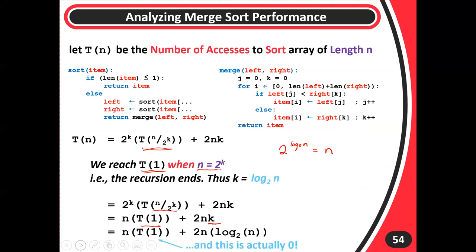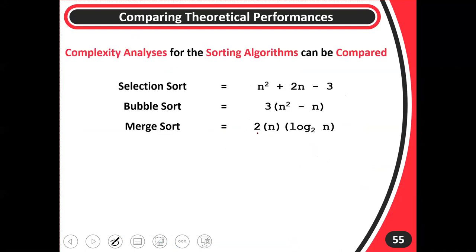But we'll notice that T of one is actually zero, right? So this is T of one here. When we get to T of one, we execute this line. So the length of our item is less than or equal to one, so we just return the item. And we never actually have to check any memory. We just have to check the length of the list that was passed to us. So n times 0 becomes 0. And we're left with this 2n times log base 2 of n.